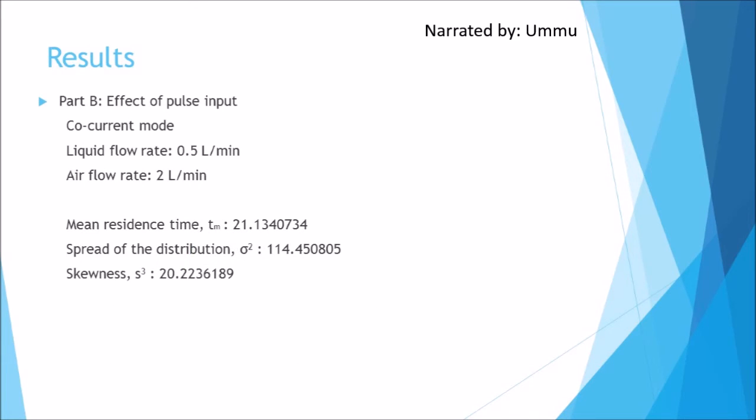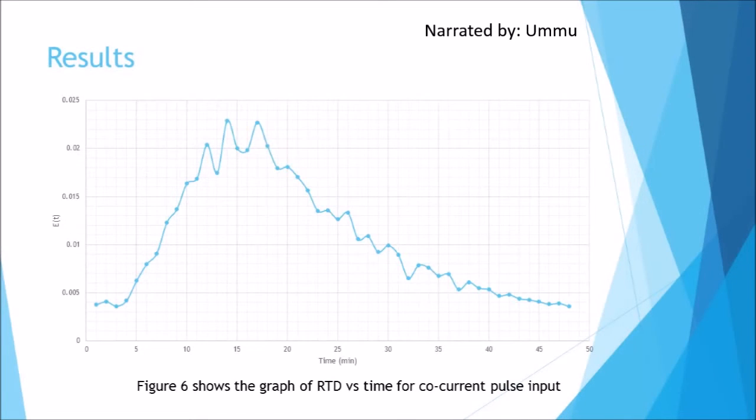These are the data obtained from operating the equipment in co-current mode with pulse input. The figure shows the graph of residence time distribution versus time for co-current pulse input.